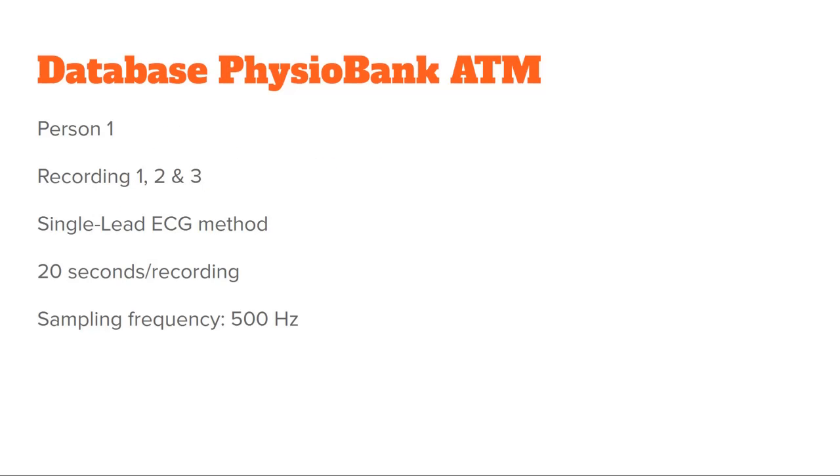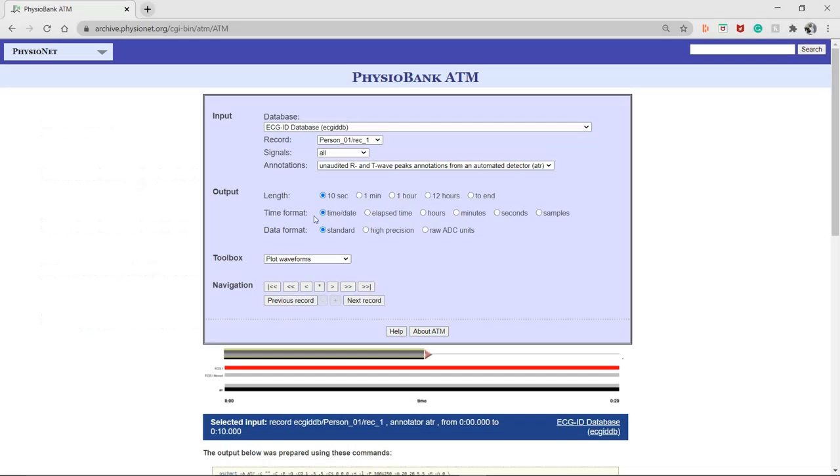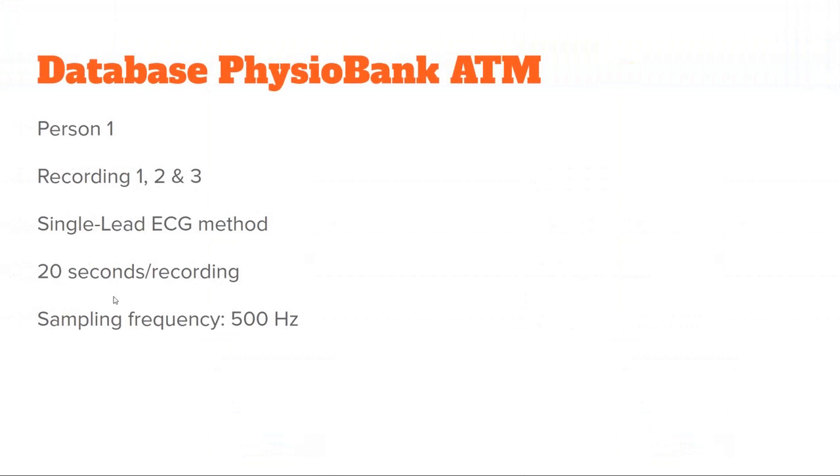The signals have been collected from the database PhysioBank ATM. The signals that we chose were 3 recordings from a 25-year-old male that have been recorded on different occasions. The recording method was a single lead ECG method with 2 electrodes placed on each arm of the person. Using this method, small changes in the electrode will not affect the signal. Each recording lasted for 20 seconds and had a sampling frequency of 500 Hz.